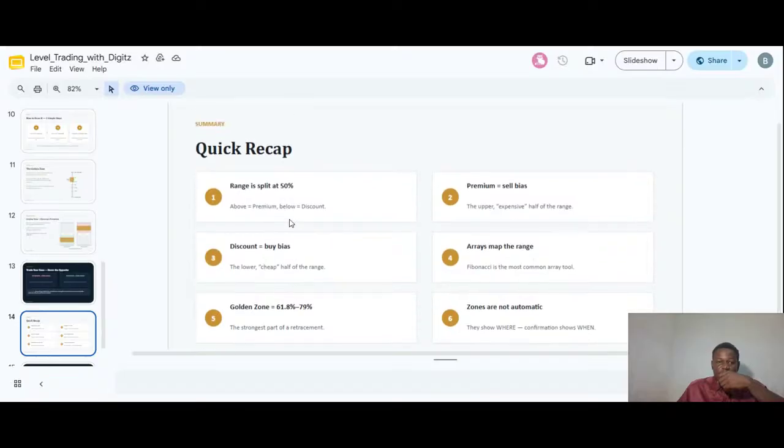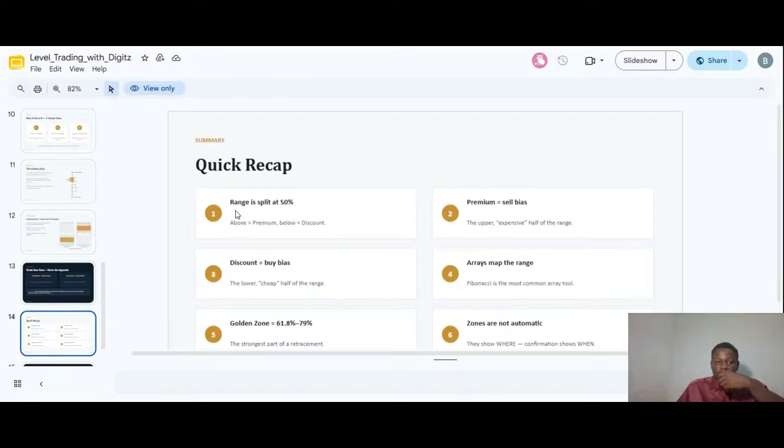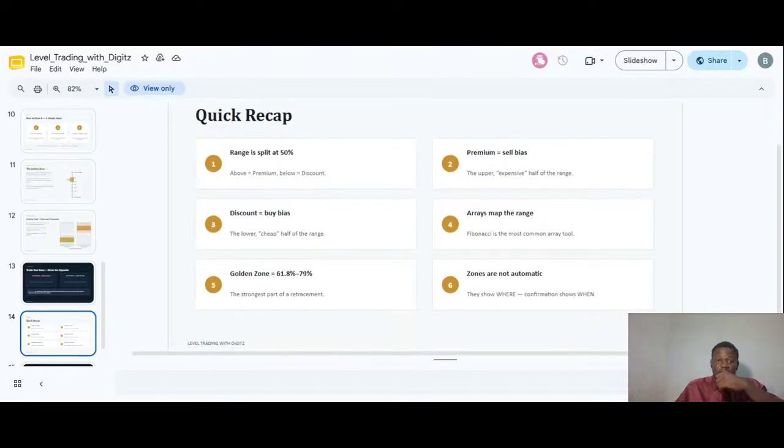So this is a quick recap. Let's do a quick recap of what we did. Basically, the range is split at 50%. I explained that, right? Yes, the range is split at 50%. The premium gives you a sell bias, so you should be looking out for sales there. Then the discount gives you a buy bias.